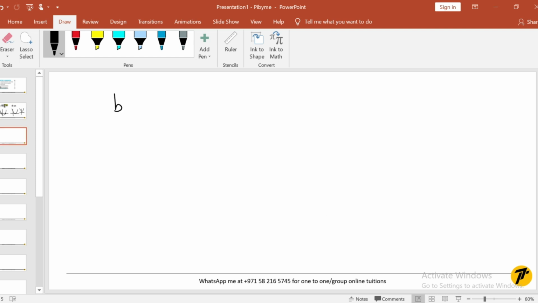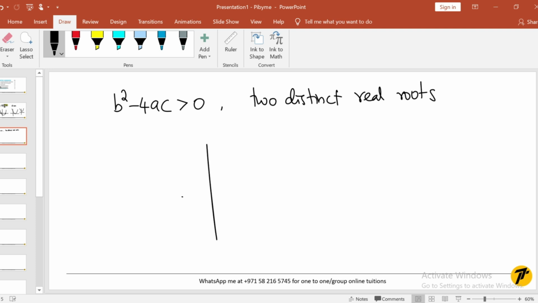When your b squared minus 4ac is a positive number, greater than 0, then the quadratic function has two distinct real roots. That means the function can be like this, or probably the inverted graph like this. It intersects the x-axis at 2 points.